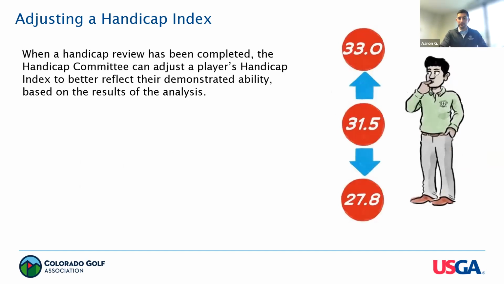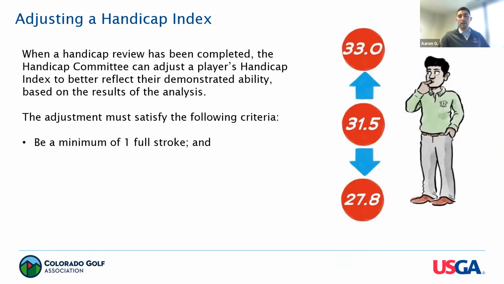So when a handicap review has been completed, the handicap committee can adjust the player's handicap, again, to better reflect their current demonstrated ability based on the results of the analysis. There are a couple of criteria, though, that have to be met before an adjustment is made. Any adjustment, whether up or down, must be a minimum of 1 stroke. So from 20, the minimum you can go up is 21, and the minimum you can go down is 19. Okay, and the minimum you can go up is 21 if the handicap index was a 20.